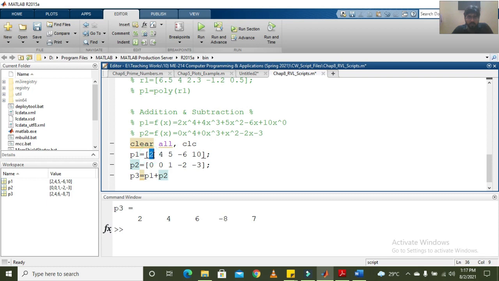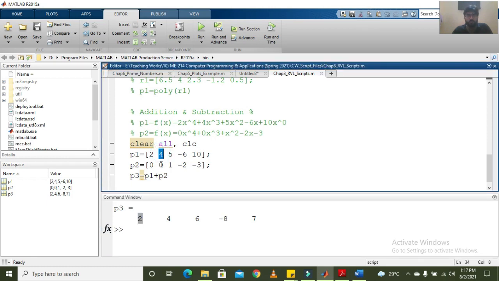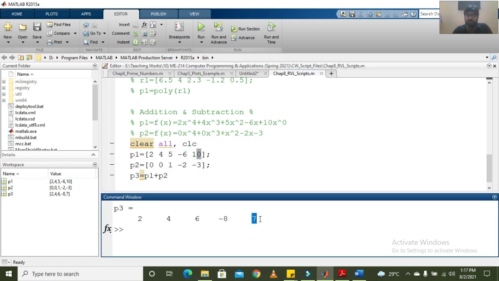It has carried out an element by element operation. 2 and 0 have been added and the resultant is 2. Then 4 and 0 have been added and the answer is 4. Minus 6 and minus 2 have been added and the answer is minus 8. 10 and minus 3 have been added and the answer is 7. So this is what my resultant polynomial is.